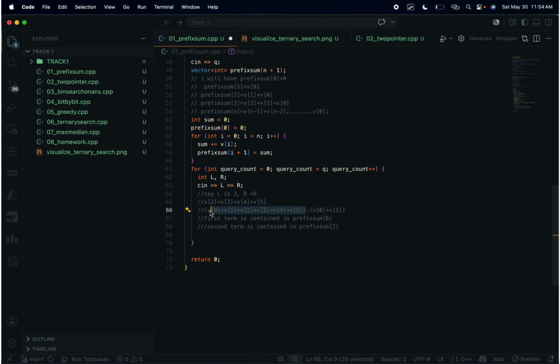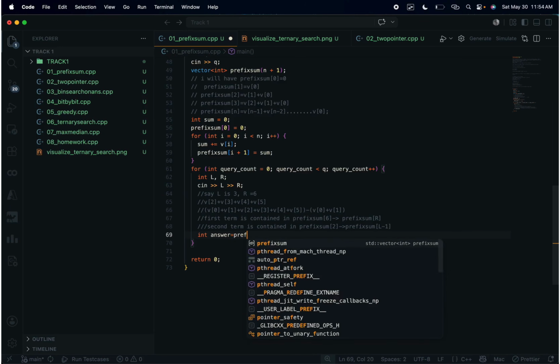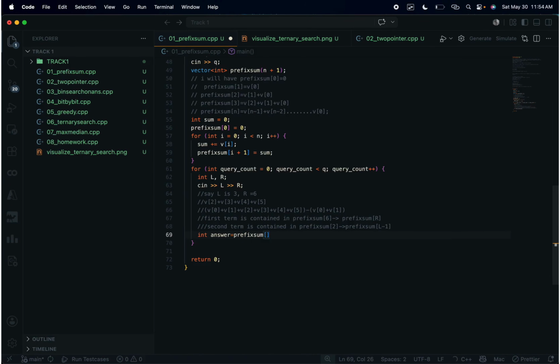Similarly, the first term will be contained in prefix sum of 6. So prefix sum of 6 is basically prefix sum of R, because R is 6. Prefix sum of 2 is prefix sum of L minus 1. So in total, to get our answer, we can just do one subtraction, that is prefix sum of R minus prefix sum of L minus 1, and we print our answer.